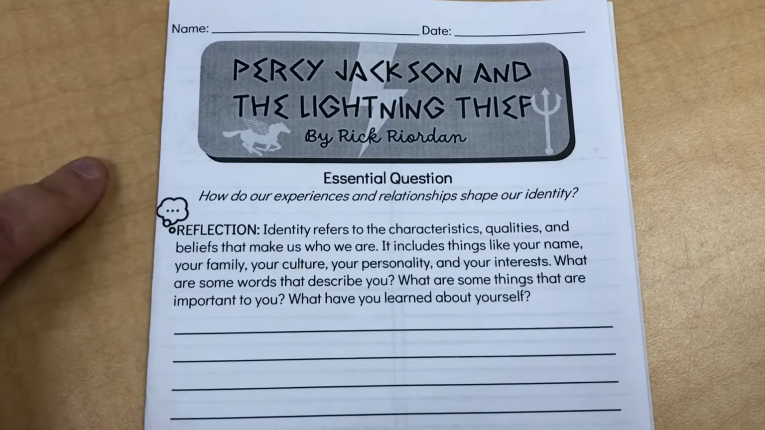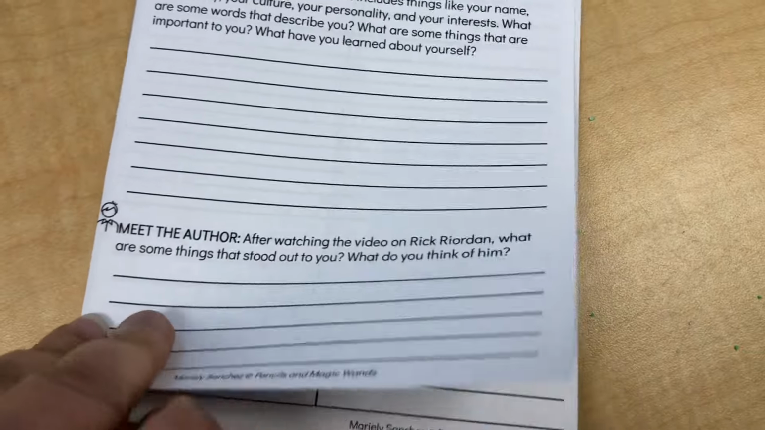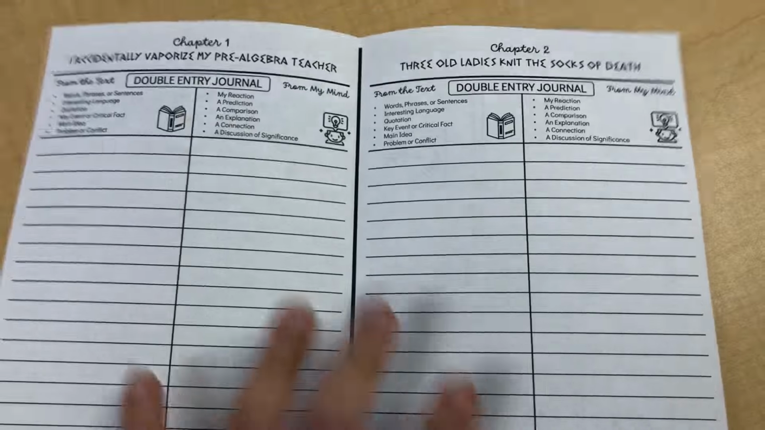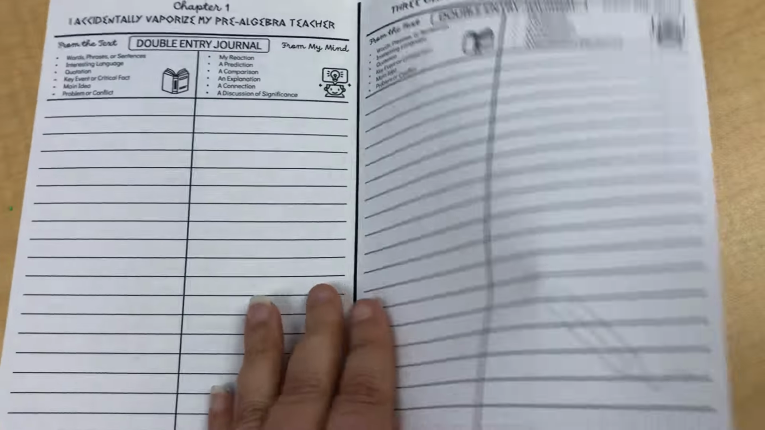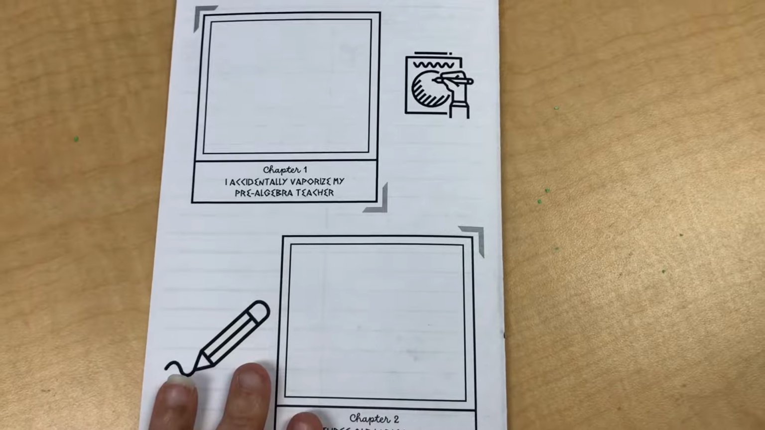And this is the booklet that I created with the essential question, the reflection that they did, the meet the author question, the double entry journal for chapter 1 and chapter 2 on the inside, and on the back it looks like Polaroids, but that's where they could draw their picture.